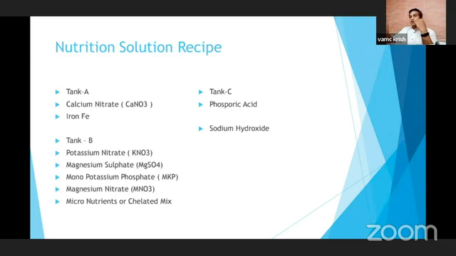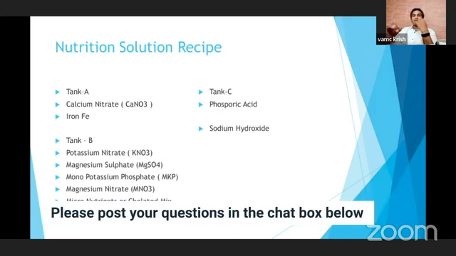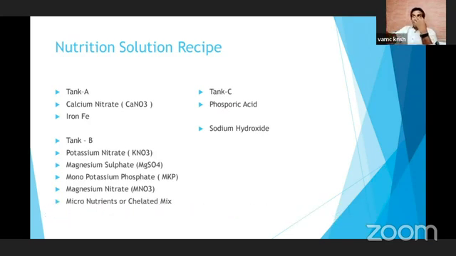We divide it into tank A, tank B, and tank C because nitrogen and phosphate should never be mixed together; chemically they do not combine well. In tank A, we need calcium nitrate and iron, depending on our crop and stage. In tank B, we need potassium nitrate, magnesium, monopotassium phosphate, and micronutrients like chelate mix, iron, and boron.